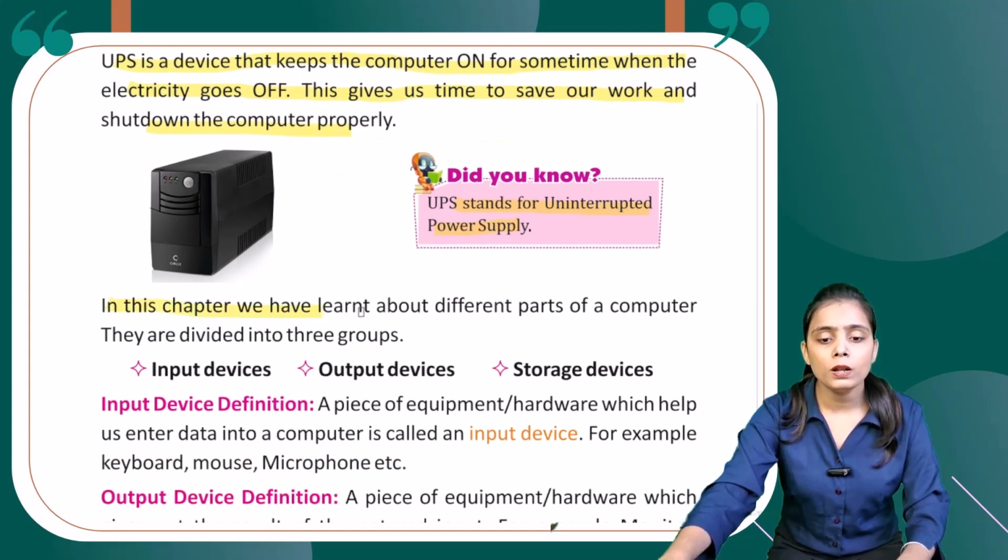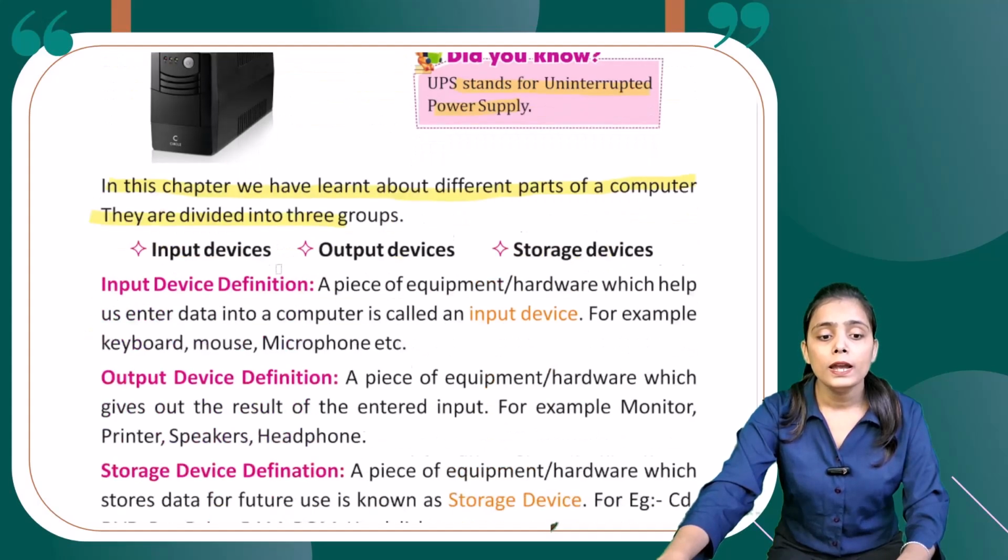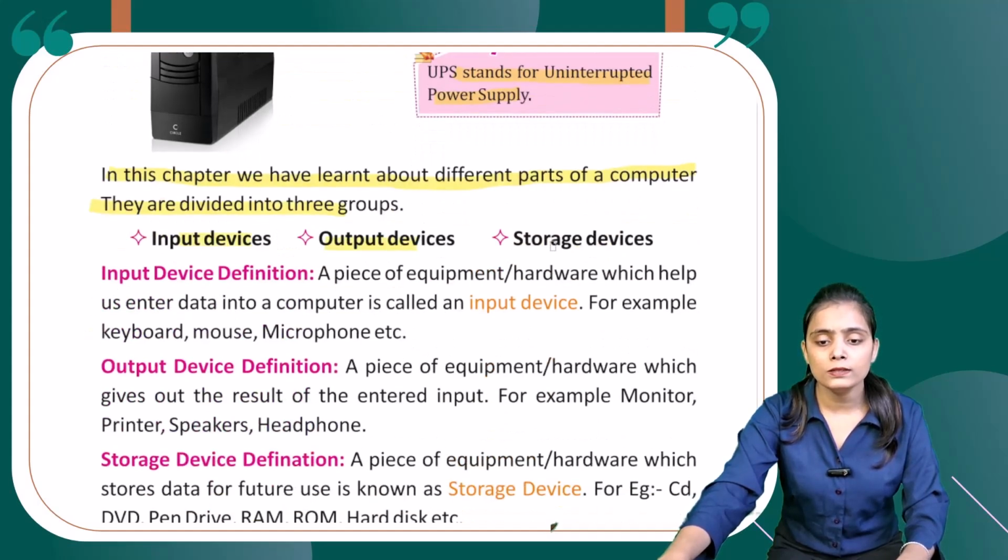Now in this chapter we have learned about different parts of computer. They are divided into three categories: input devices, output devices and storage devices. Okay, so what are the definitions of these input, output and storage devices?